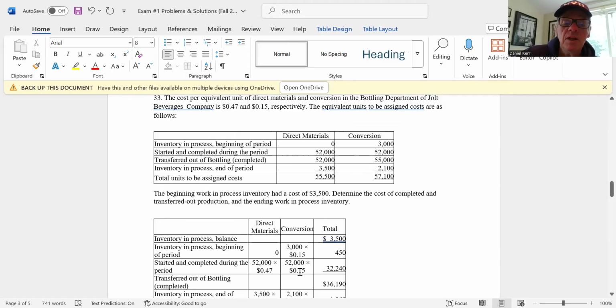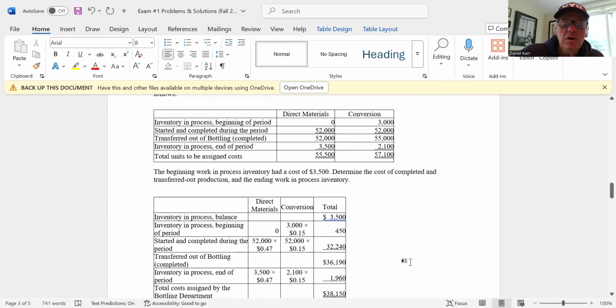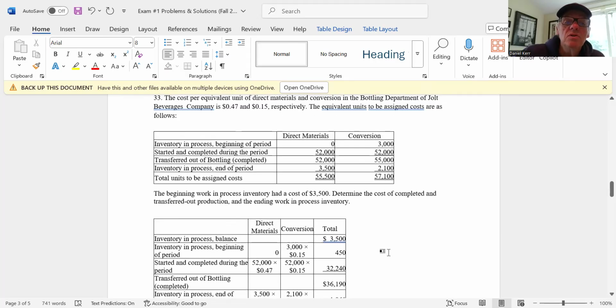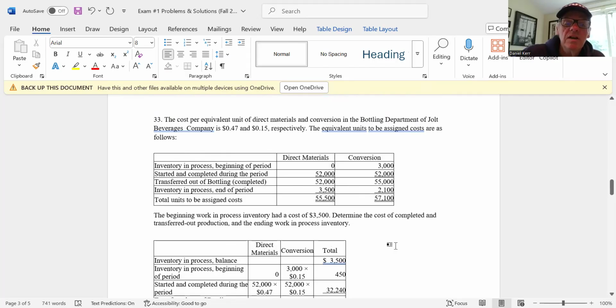We didn't have to compute it. The started and completed would have recorded the materials cost of 47 and the conversion cost of 15. That's 32,240. So the amount actually transferred out would have been 36,190, which is the beginning inventory plus the cost to complete the inventory plus the units started and completed. And then your ending work in process is fully complete with regard to materials, but it is not fully complete with regard to conversion costs. Okay, not complete.